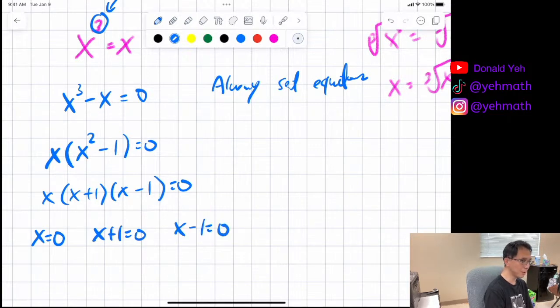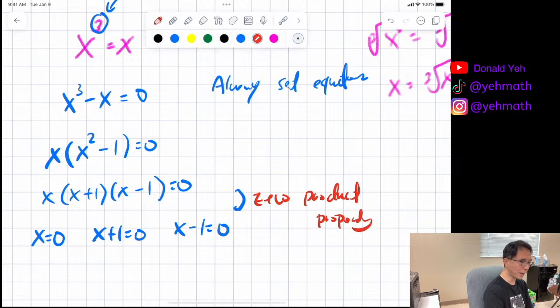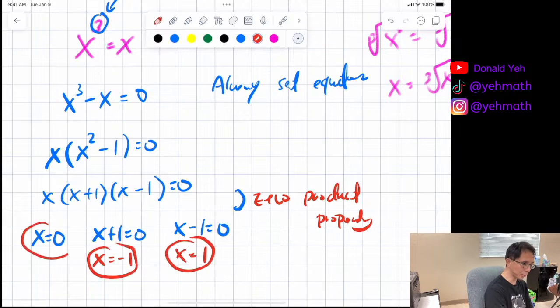Those of you who don't know, this is called the zero product property. And I'm going to explain to you why it is the zero product property. A lot of teachers didn't bother to explain, which I'm really frustrated about. X equal to 1. So there are 3 solutions.